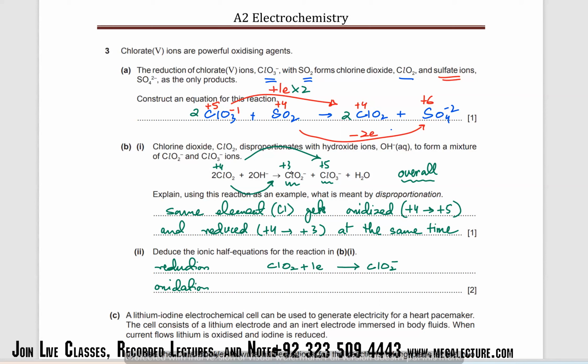the oxidation equation. The oxidation equation is that it again starts at ClO2. And it becomes ClO3 minus 1. So ClO2 becomes ClO3 minus 1, +4 to +5, so it lost 1 electron.